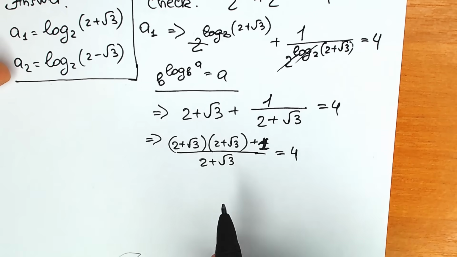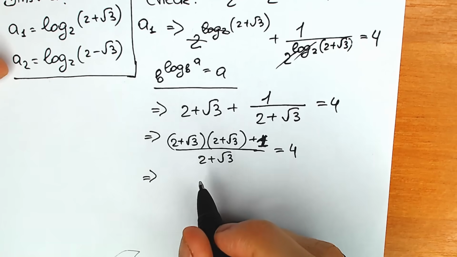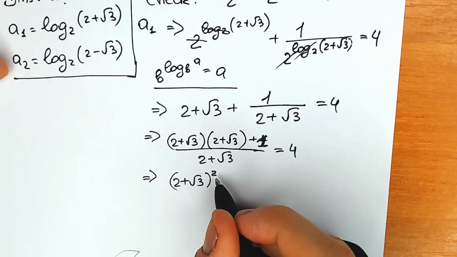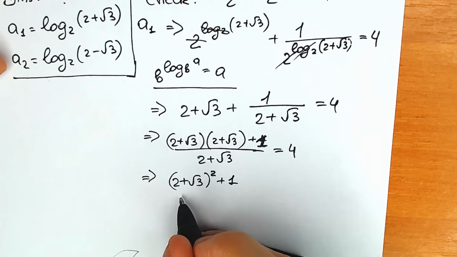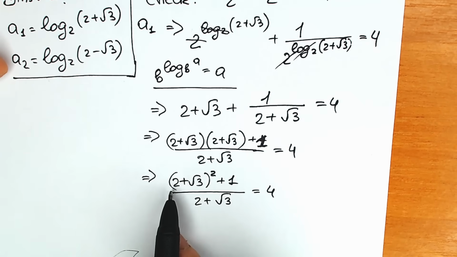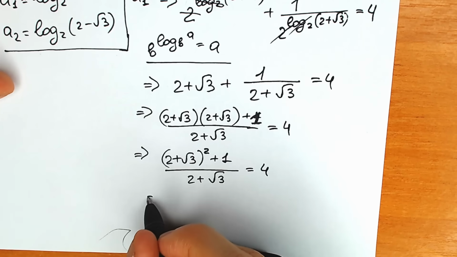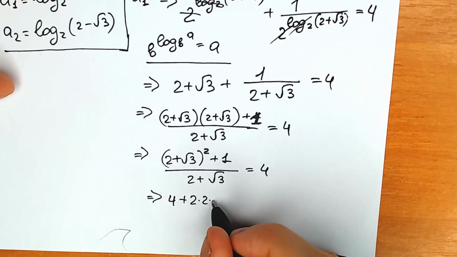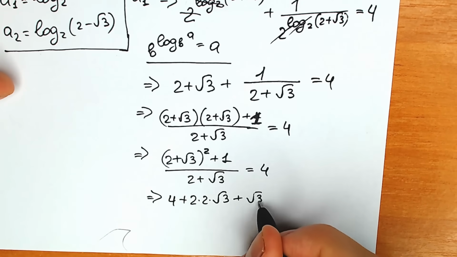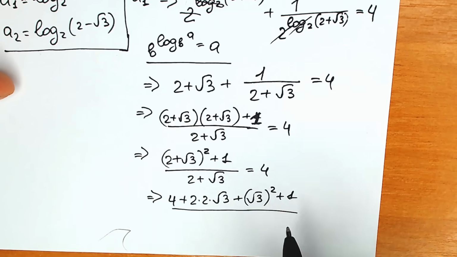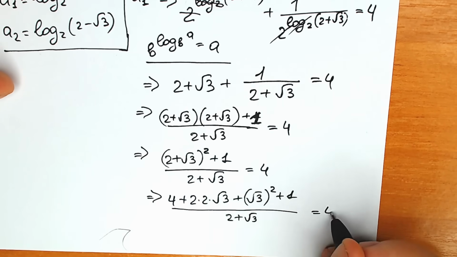Right now let's multiply our parentheses, but in the same way we can write it as 2 plus square root of 3 to the second power. We can write it as 2 plus square root of 3 to the second power plus 1 over 2 plus square root of 3, 2 plus square root of 3 equal to 4. Right now let's raise this to the second power. Let's do this right now. So as a result, what do we have? We have 4 plus 2 times square root of 3 plus square root of 3 squared and plus 1 over 2 plus square root of 3, 2 plus square root of 3 equal to 4, so the same denominator.